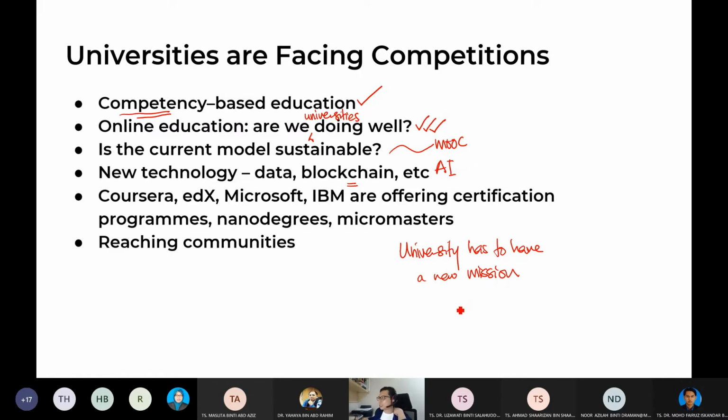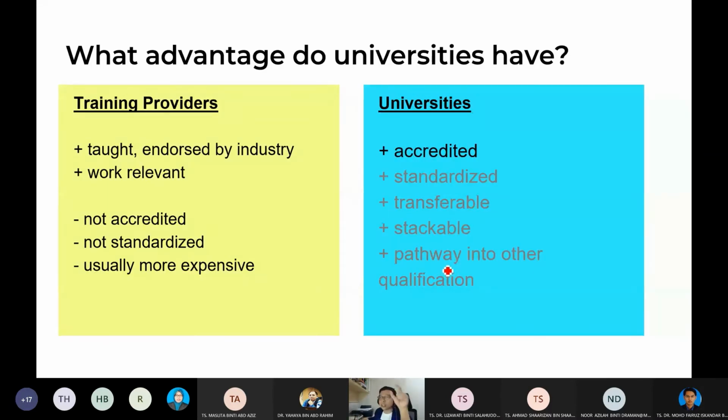I'm not in the position to go to our vice chancellor and tell him or her this. But seeing things right now, if I can give an opinion, a suggestion, I would show this. We are facing competition. But what advantage do universities have? Are we actually losing out?